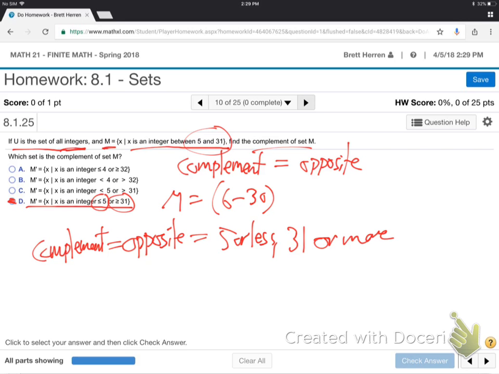Can you guys read that? Maybe I should have made that bigger. Is that okay? Can you see that? All right, I better move on.